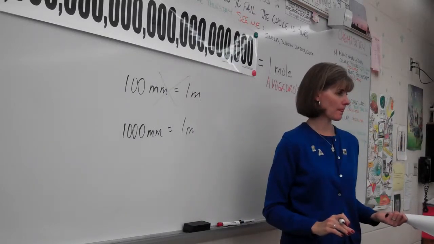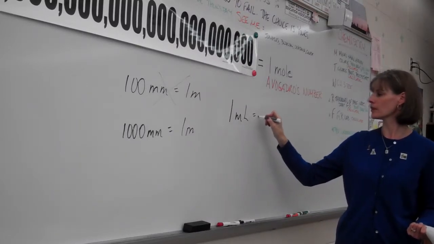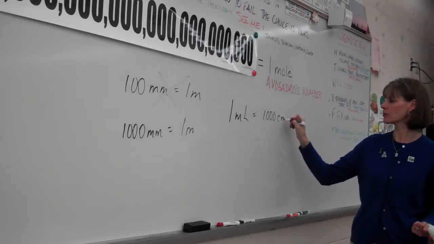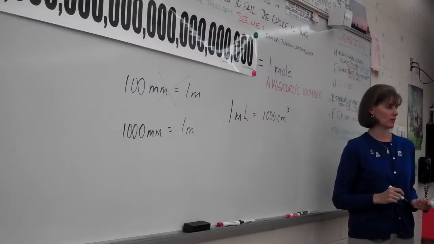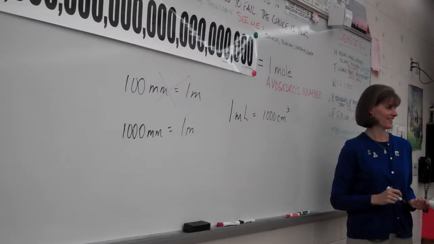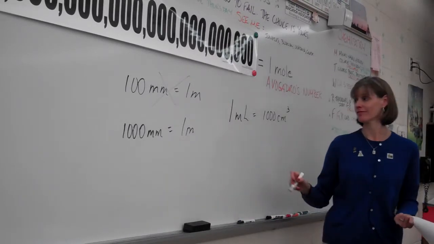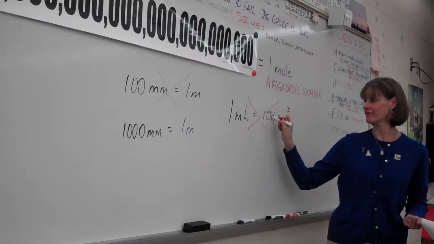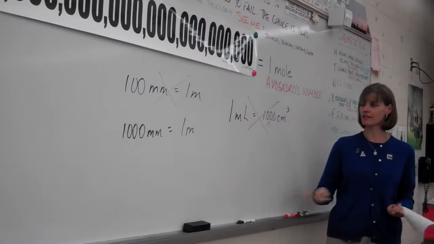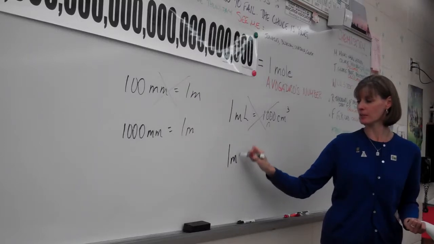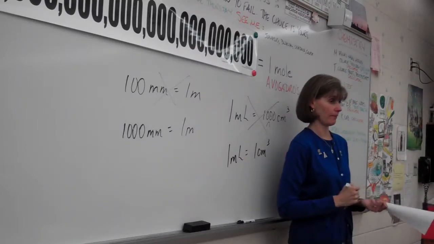Okay? How about this? 1 milliliter is 1,000 centimeters cubed. That's really wrong. You need to take out all 3 of those zeros. Not correct, because 1 milliliter is how many centimeters cubed? 1. Centimeters cubed and milliliters are the same.